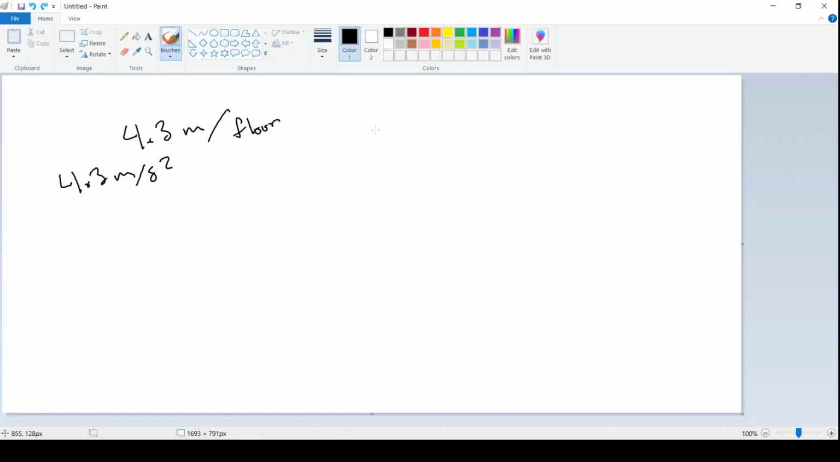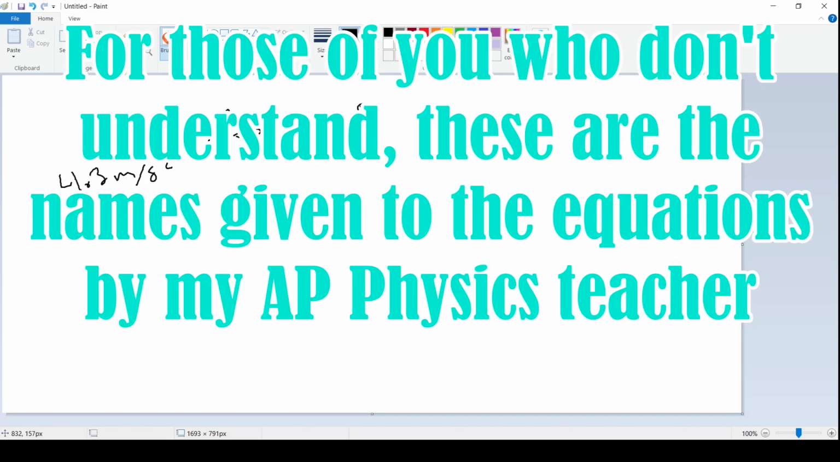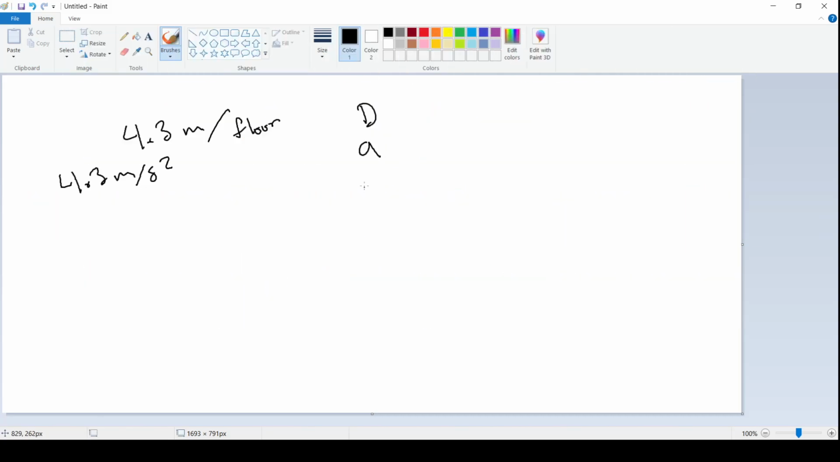We'll use another equation. So we've already used Dicky. We've already used Author. Let's try using Vicky. This was the distance equation. Boring. Acceleration equation. Boring. Let's try this. Velocity final. Velocity. Whoa, but wait. We don't need the velocity.